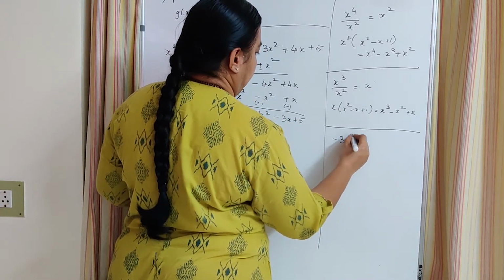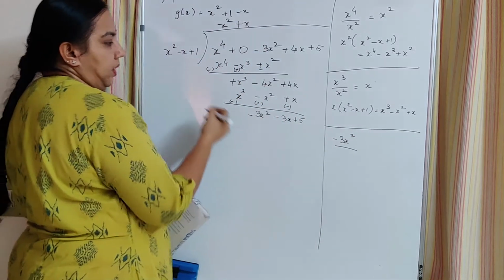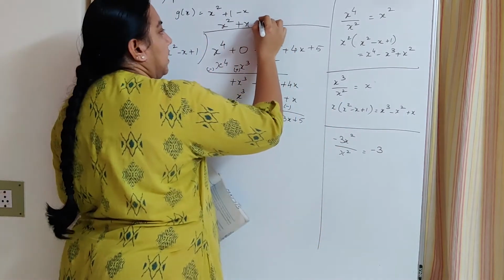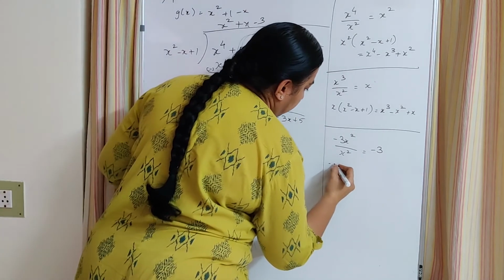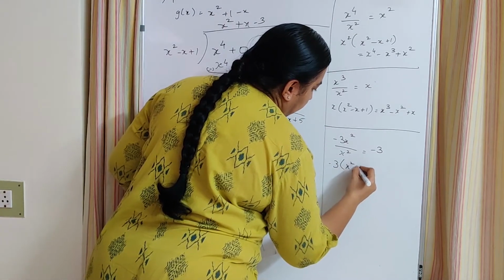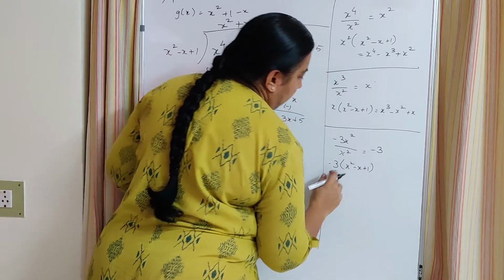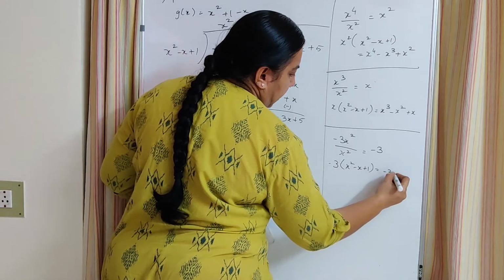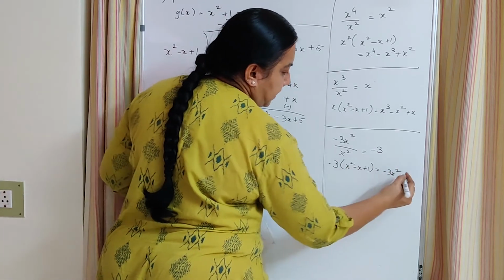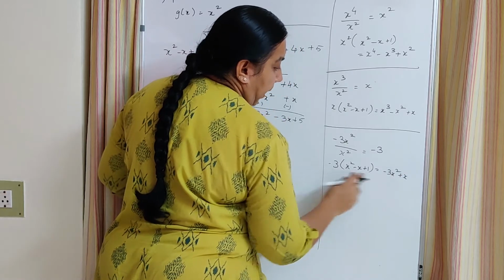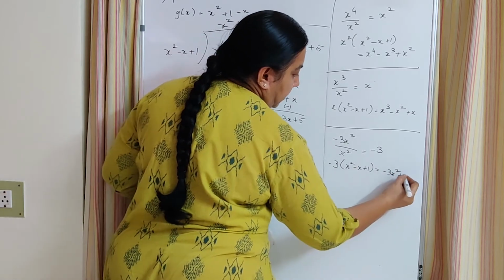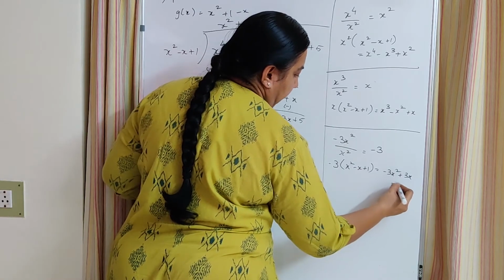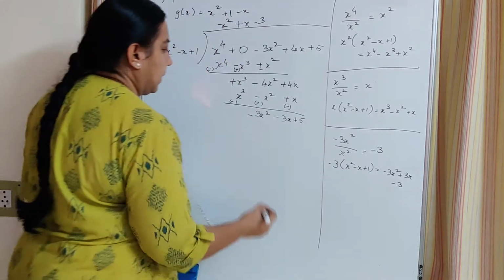So minus 3x square divided by x square again, and this is equal to minus 3. Write the minus 3 here. Then again multiply. Minus 3 into x square minus x plus 1. Multiply, we get minus 3 into x square, minus 3x square. Minus into minus, plus x. Plus 3x again, 3 into x. So plus 3x. And minus into plus, it becomes minus 1 into 3 is 3.